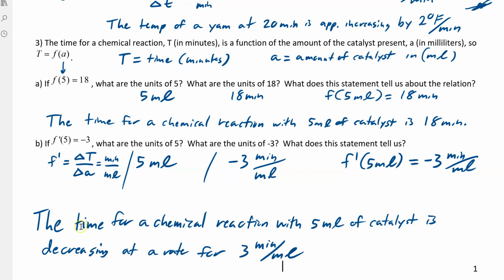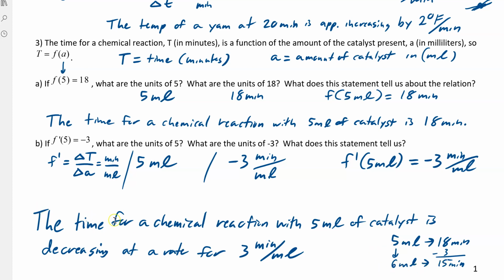So let's make sure this makes sense. So it says the time for a chemical reaction with 5 milliliters of catalyst is decreasing at a rate of 3 minutes per milliliter. So what this means is if we add an extra milliliter, so we change this from 5 milliliters to 6 milliliters, the time for a chemical reaction will go down by 3 minutes. So right now with 5 milliliters, we're at 18. So 5 milliliters, it takes 18 minutes. So if we're doing 3 minutes per milliliter, that means if we increase this to 6 milliliters, the time will go down by 3, and so we would expect it to be 15 minutes. So we expect with this approximate change that it would be 15 minutes for 6 milliliters and so on.